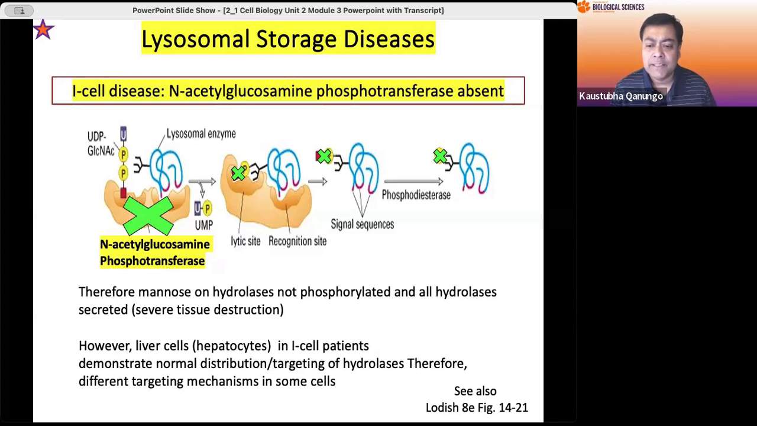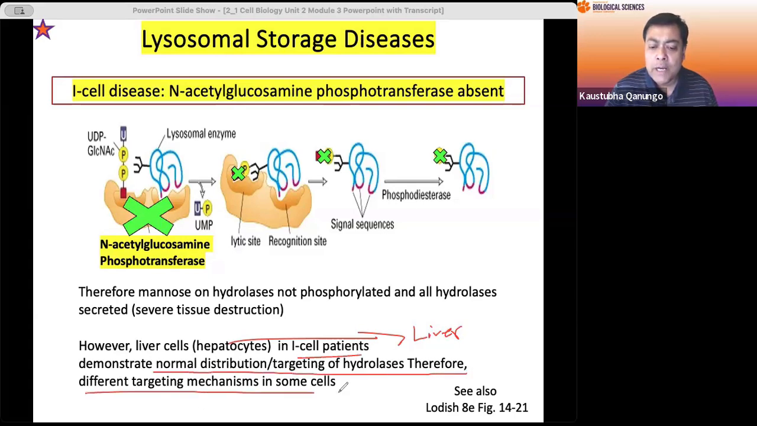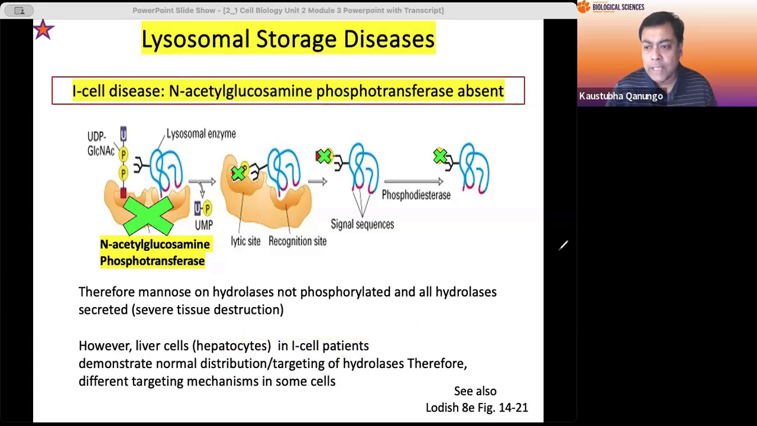It's secreted out of the cell, and severe tissue destruction actually happens. But just remember that in hepatocytes, which are liver cells, even in I-cell patients, it demonstrates normal targeting of hydrolases. So there may be a different mode of trafficking in those cells as well. So that's one of the important things. So this is, again, I-cell and N-acetylglucosamine phosphotransferase. So very important, definitely remember this.